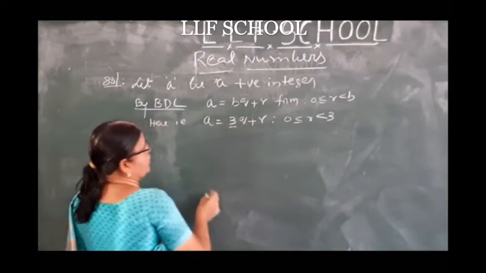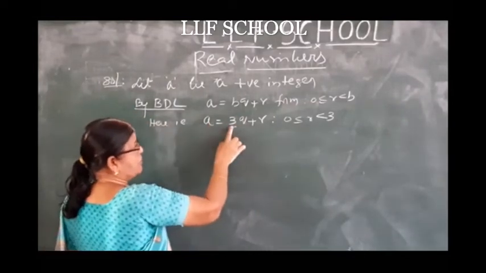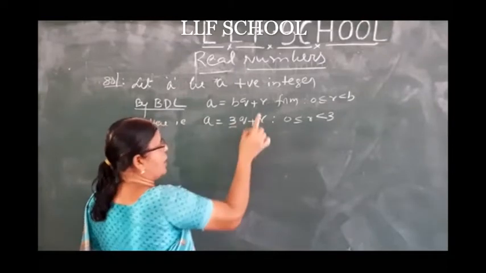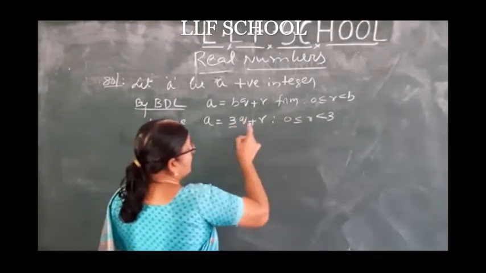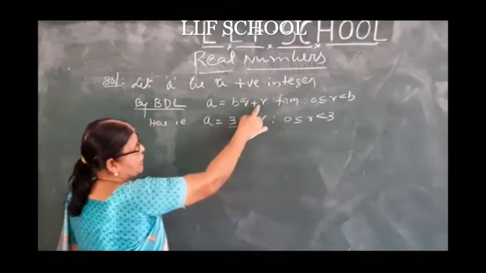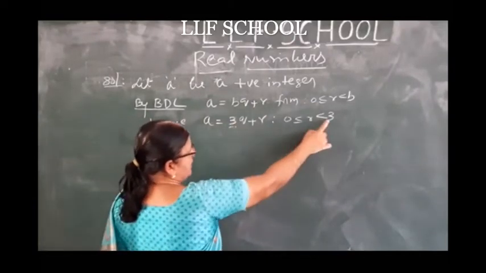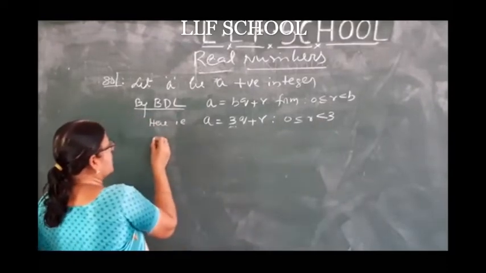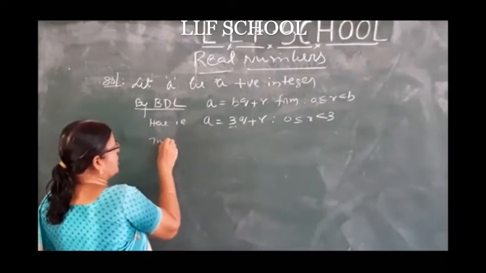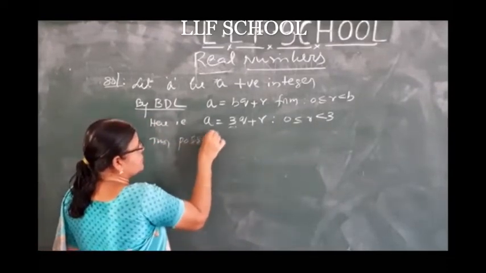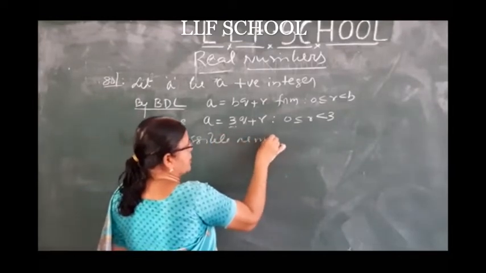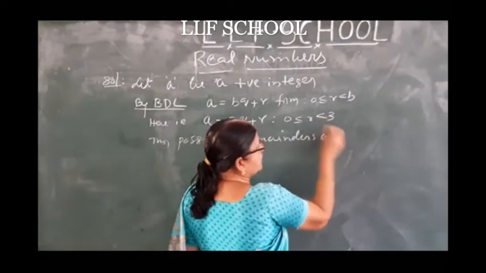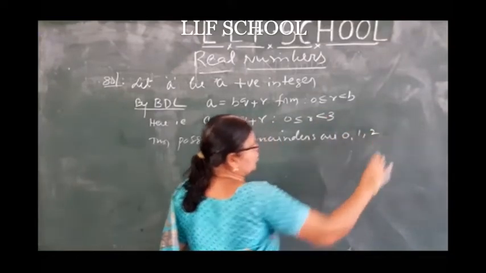a is any positive integer, b is 3, so a is equal to 3q plus r. But r is always less than b according to the division lemma statement. So that's why 0 less than or equal to r less than 3. Then the possible remainders less than 3 are 0, 1, 2 only.